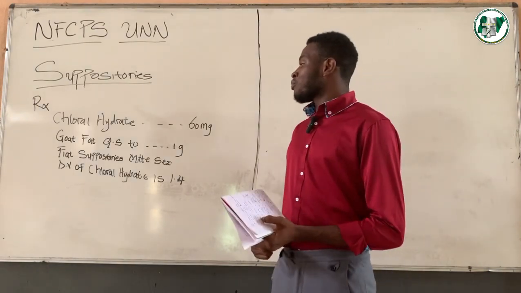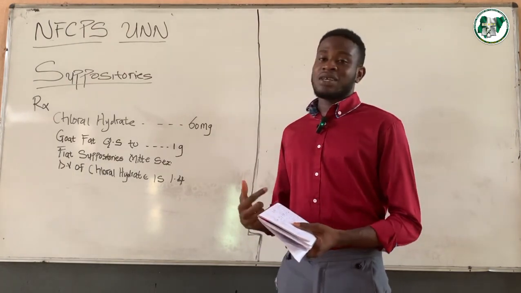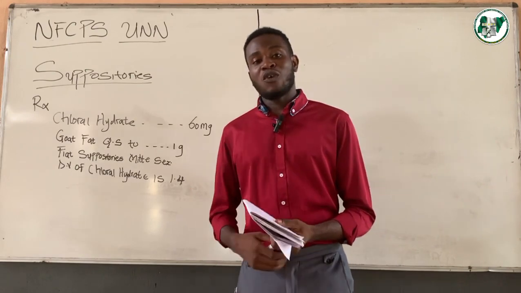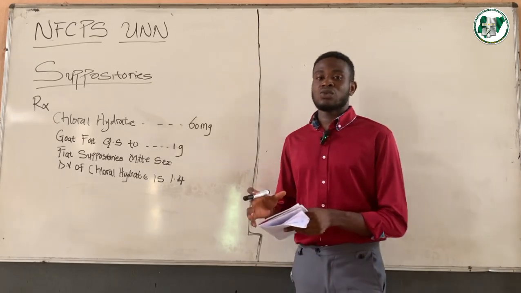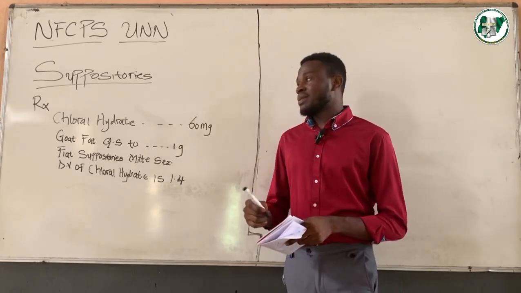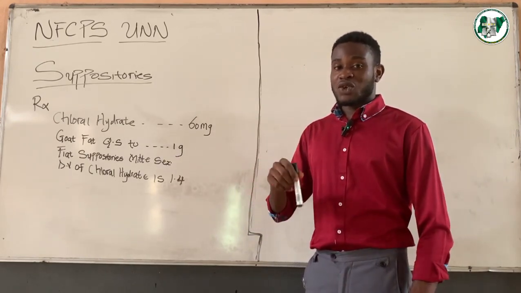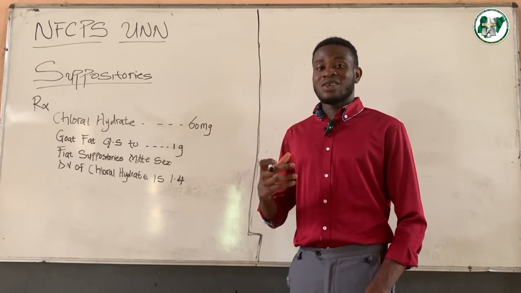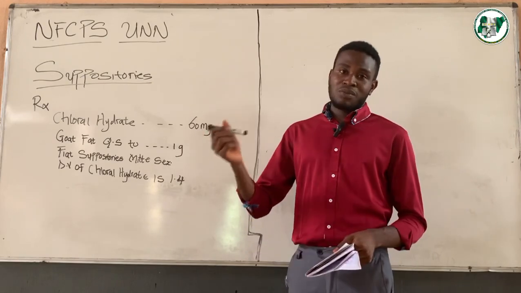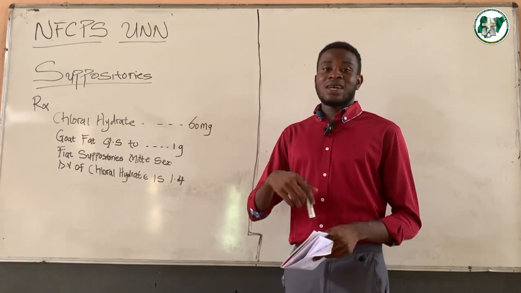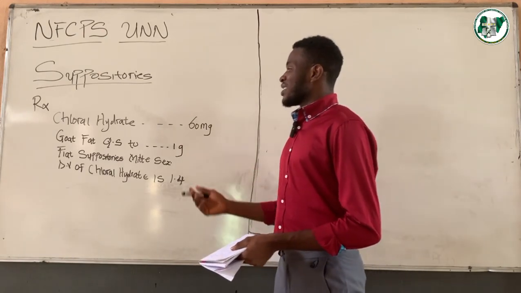Displacement value is the weight of a drug that will displace one part of a base. In the preparation of suppositories, what we do is weigh out our base into a crucible. Then the medicament, which in this case is chloral hydrate, is weighed into the crucible on a Bunsen burner to melt the base. Then the medicament is put into the crucible, and the mixture is triturated to obtain a homogeneous mixture. Then this homogeneous mixture is used to fill cavities.